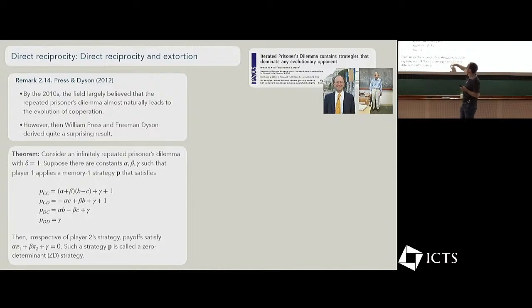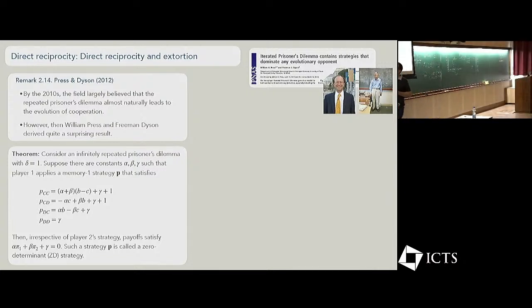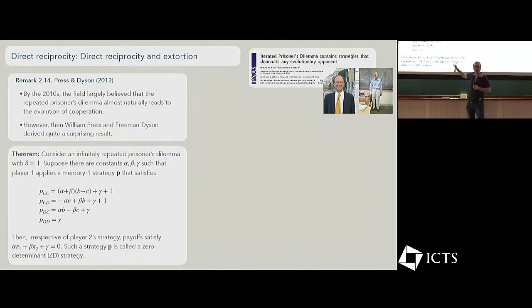And what does happen is that payoffs will satisfy such a linear relationship. So alpha times my payoff plus beta times your payoff plus gamma is equal to 0. And by the way, strategies that can be written in this form are called zero determinant strategies.